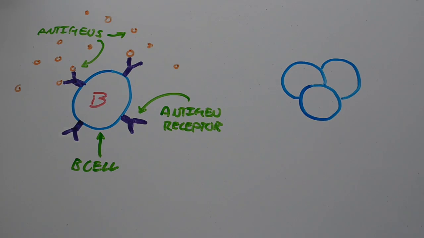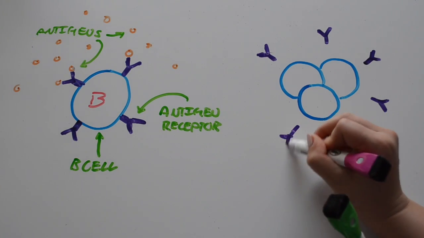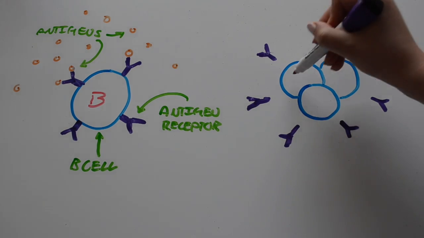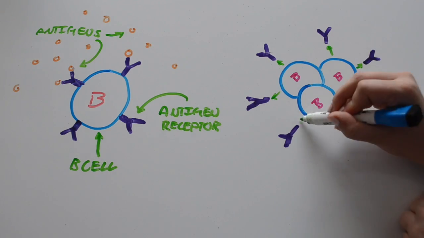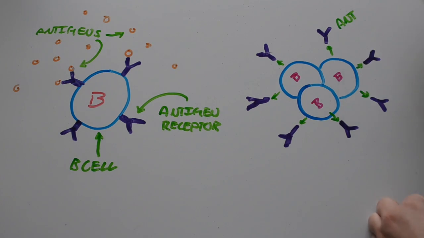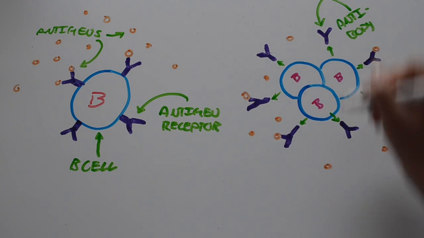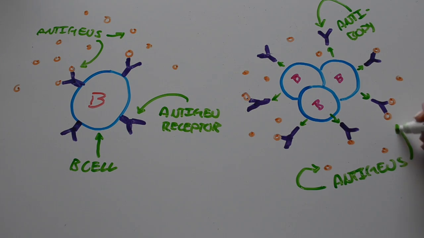What you're about to see me draw are still B cells, but they now have a different name: plasma cells. What's the difference between the two? The antigen receptors that you see attached to the B cell in the original picture are now not attached to the plasma cells. After they break away from the B cell, they carry the antigen back to the innate white blood cells that we mentioned before.